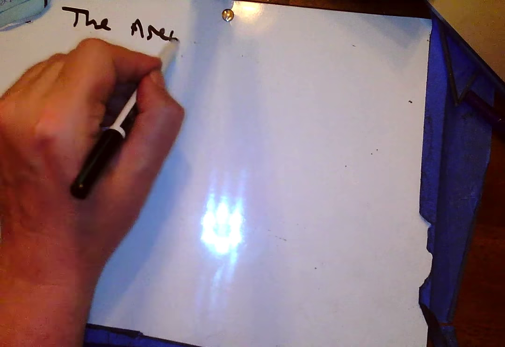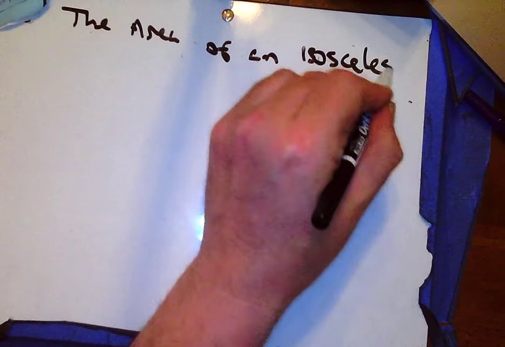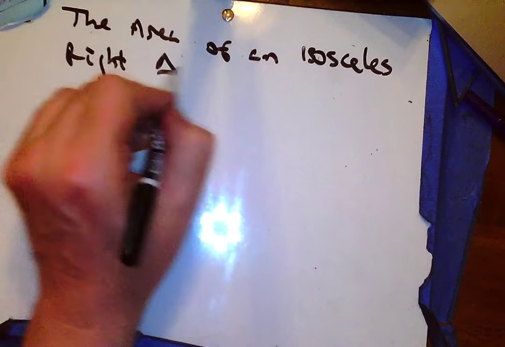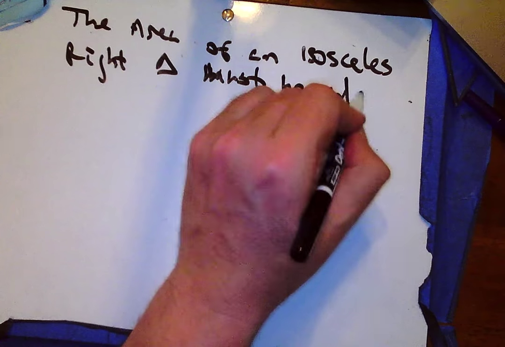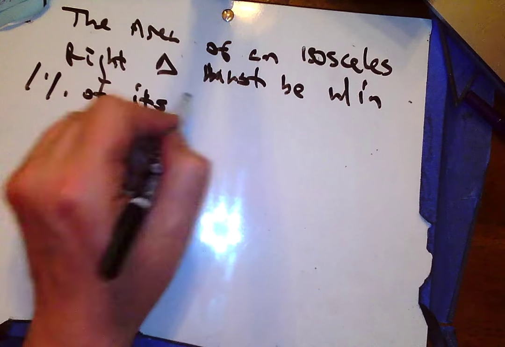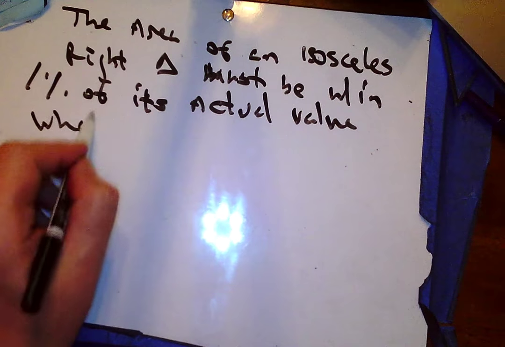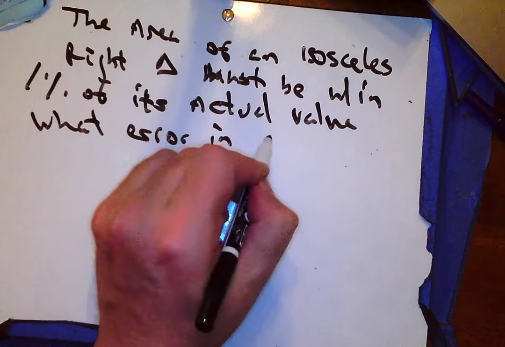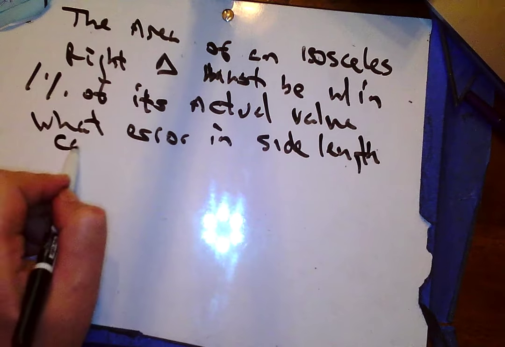Okay, last problem. The area of an isosceles right triangle must be within 1% of its actual value. What error in side length can we have?